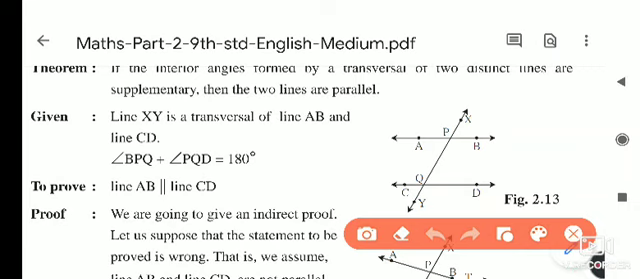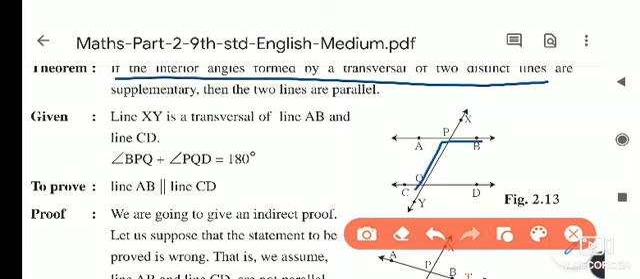First of all, from the start of the theorem till here is the antecedent, the given part of the statement. So here are the lines, line AB and CD are the two lines, and XY is the transversal, and the sum of angle BPQ and angle PQD is 180. This is given, and we have to prove that line AB is parallel to line CD.